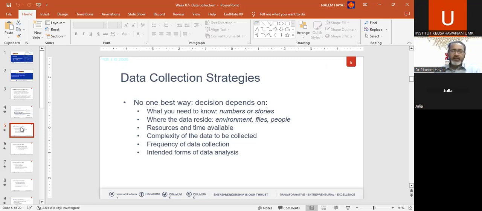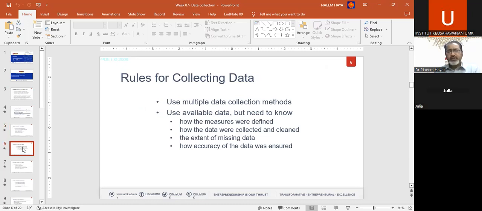Intended form of the data analysis. Beforehand, we need to decide whether we are going for a quantitative or qualitative kind of analysis, because if the data is not good enough to answer the research question, that is a problem. So beforehand, we need to have an understanding of what data analysis we are going to do and what kind of data we must have at hand to answer the research question of our research project or research study.